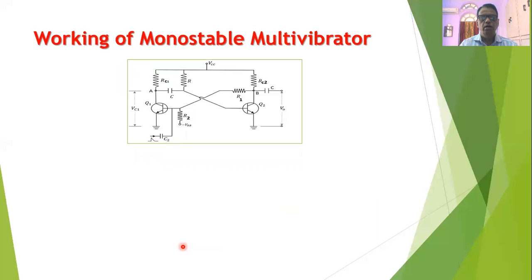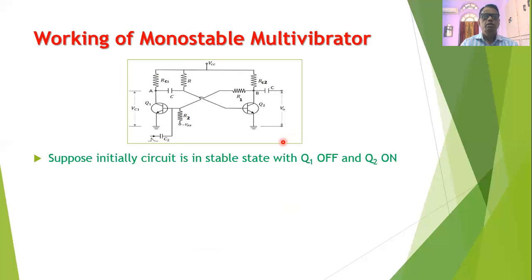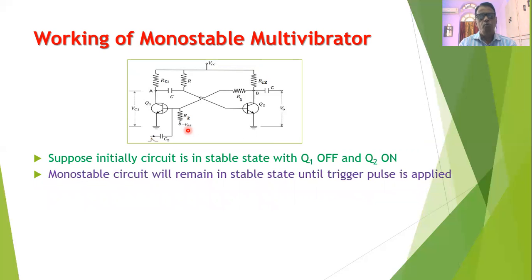Now let us understand how the circuit of monostable multivibrator works. Suppose initially when we switch on the power supply for the monostable multivibrator, the circuit will go into the stable state. The stable state for this circuit is with Q1 off and Q2 on. The negative power supply is connected to the base of Q1, and therefore the circuit will be stable with Q1 off and Q2 on.